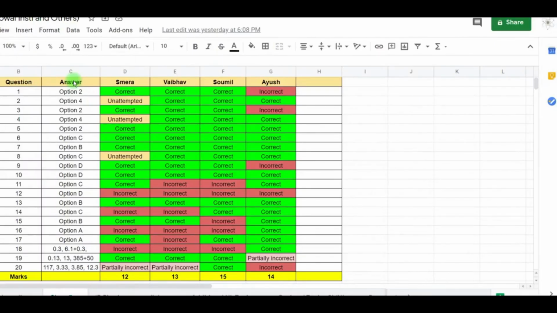Now for the second question, Smera, you have not attempted this question, but others have solved it correctly. But even in all of the solutions of the others, there are certain errors. So just have a look at the solution and then you can cross check your approach.